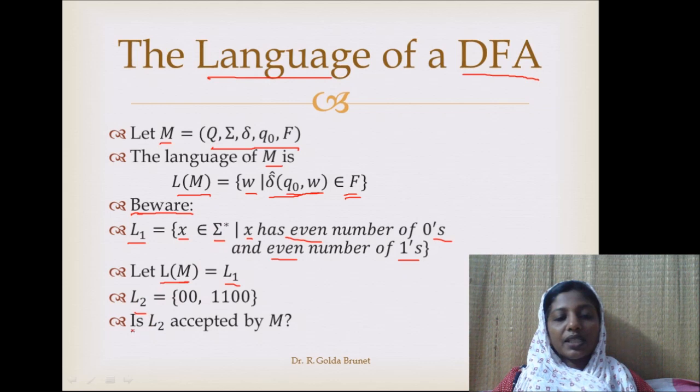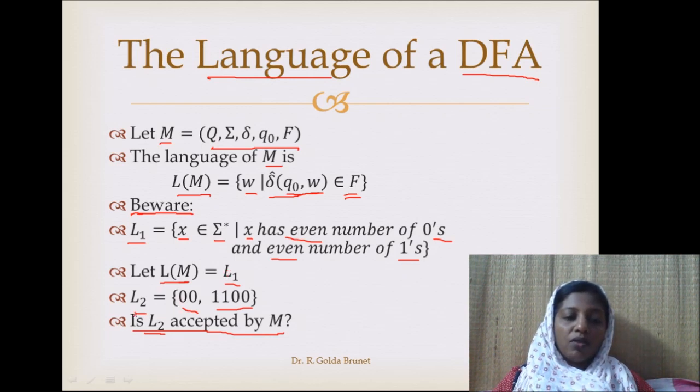Now the question is, is L2 accepted by M? In TOC this question means, is the language of M equal to L2? That is the meaning of this question. Although the individual members, 00, has an even number of zeros and an even number of ones, so it is accepted by M, and this string is also accepted by M. But is this L2 the language of M?